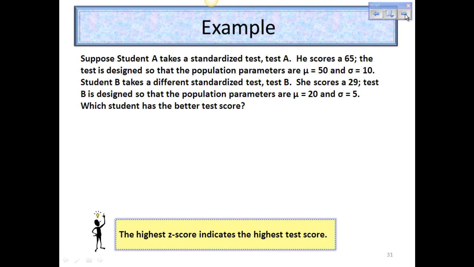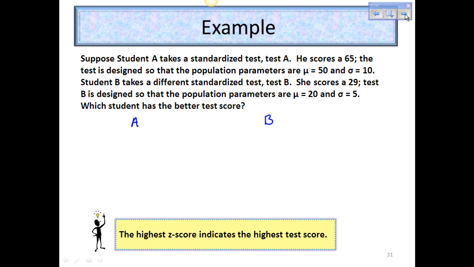So we need to find the z-score for both exams, A and B. Once we know the z-score, we can compare the two z-scores. Whichever one is the highest indicates the higher test score for the students.